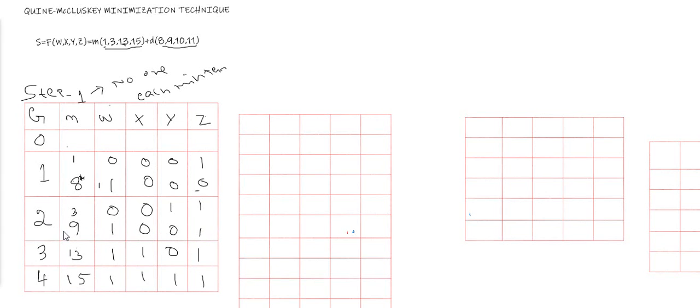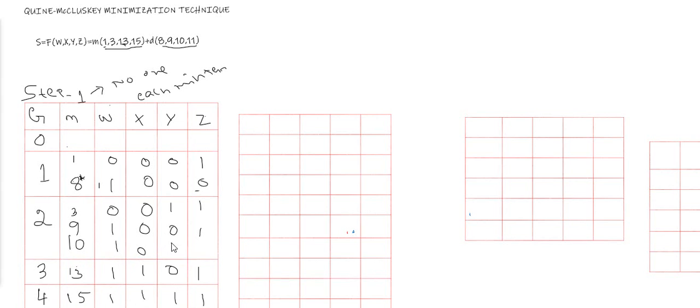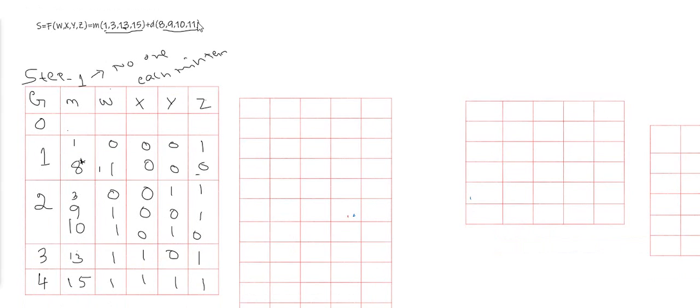Similarly we move to 10, again in group 2 because it is 1, 0, 1, 0. Then the last number is 11, which is in group 3 because it is 1, 0, 1, 1. When taking 8, 9, 10, 11, it is better to make star marks so we can easily find out that these are don't care conditions.